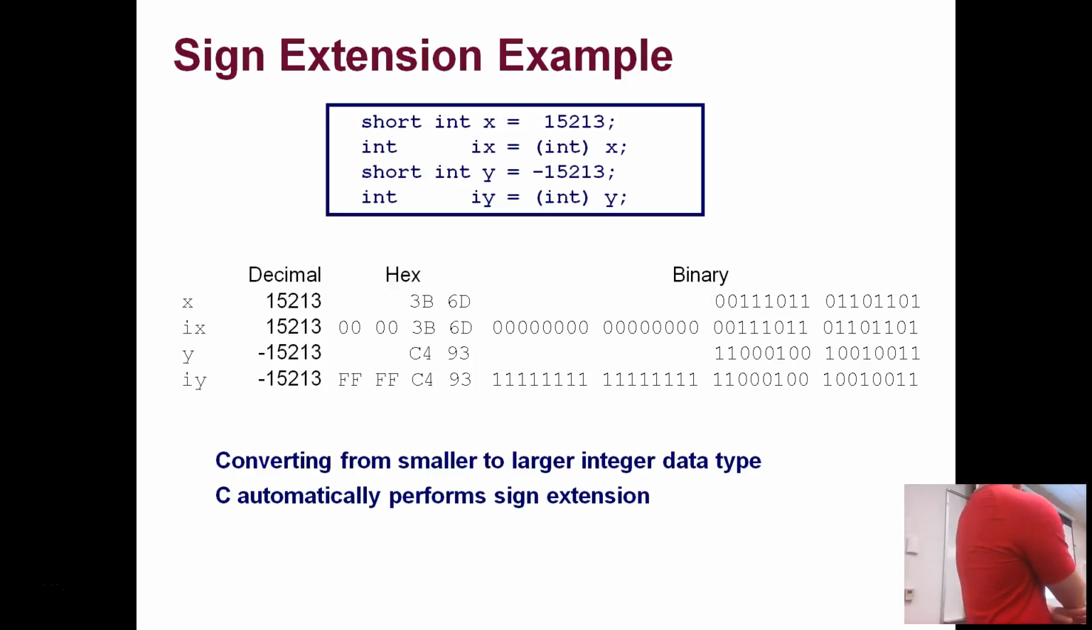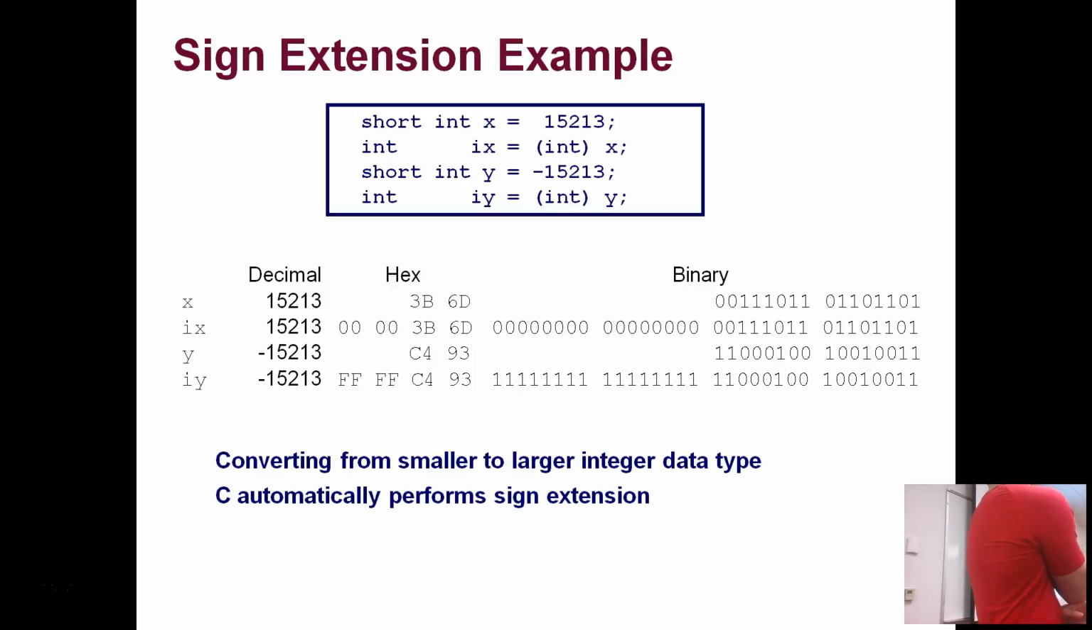You see 15,213, and you want to go from a short into a regular int, which is 4 bytes. You take the most significant bit, which is 0, and you sign extend it all the way. If it's negative 15,213, you take the most significant bit and you copy it all the way out to the end, and that will give you negative 15,213. And the way this works with the number system, you'll see why this has to be the case.